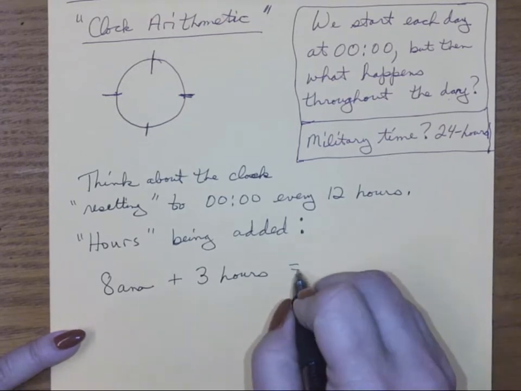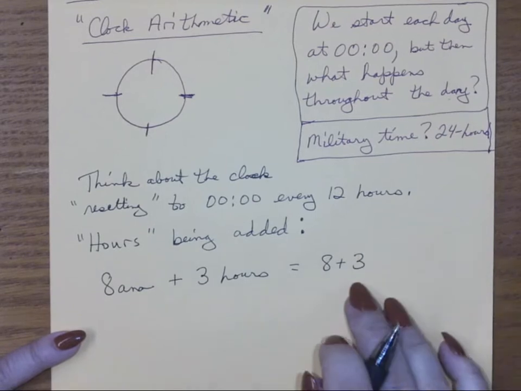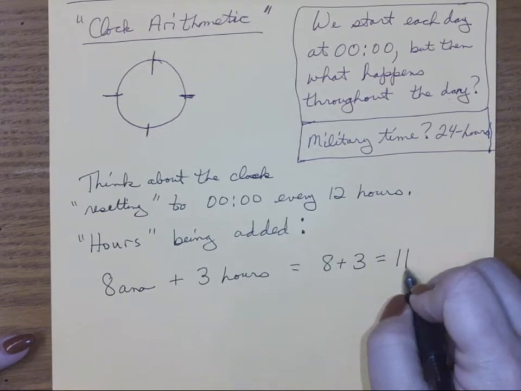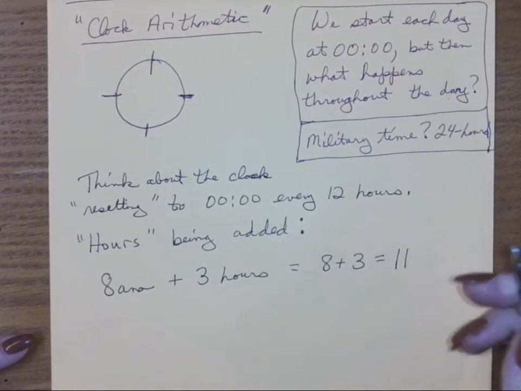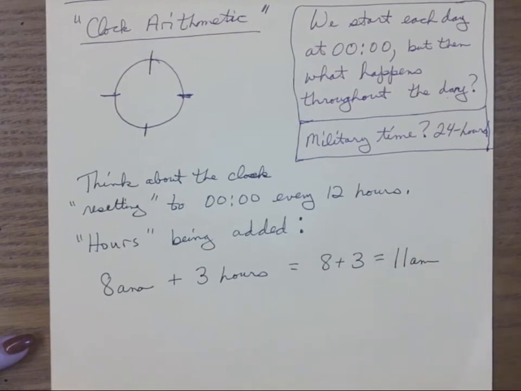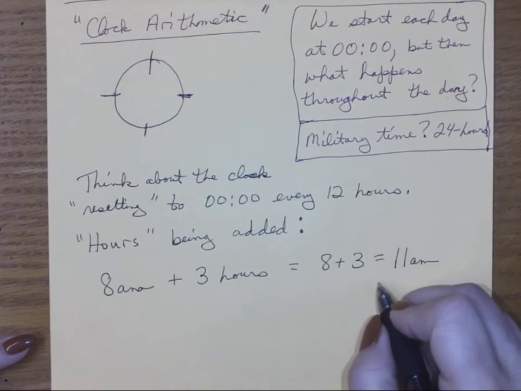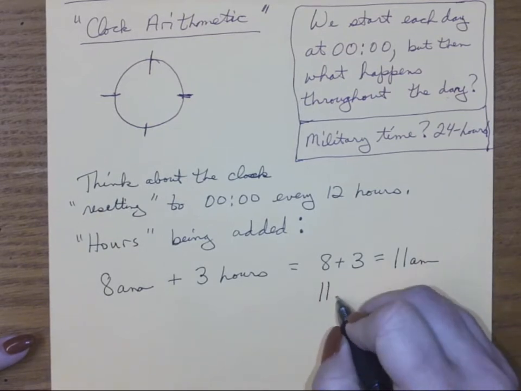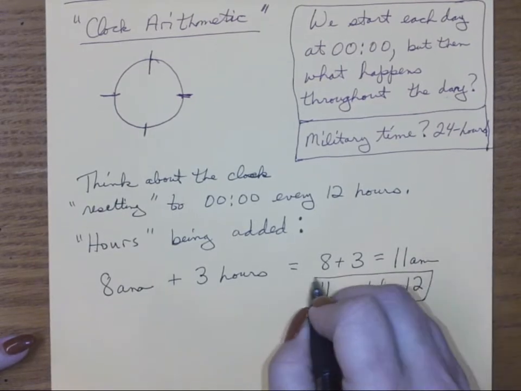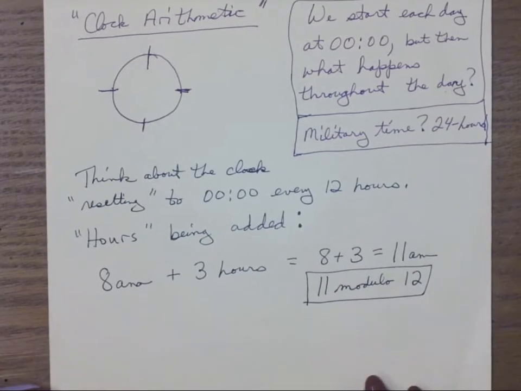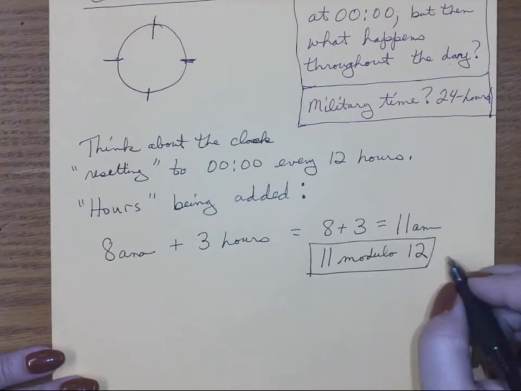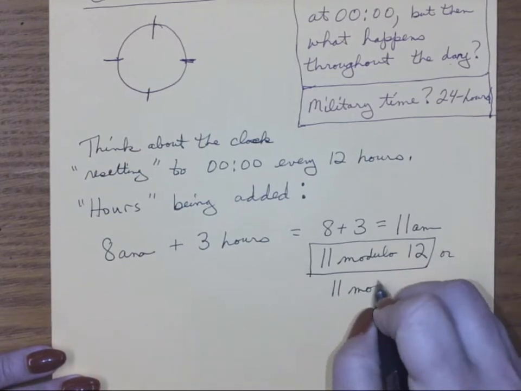You could literally turn that into 8 plus 3. We're just going to count them as hours in and of themselves, and that would be 11, right? So we would know that's 11 hours past midnight, or 11 a.m. In clock arithmetic, though, we're going to call it this lovely thing. It's going to be 11 modulo 12. You're going to start seeing this word modulo, or the abbreviation MOD, and I'll start using that pretty quick. So, 11 mod 12.